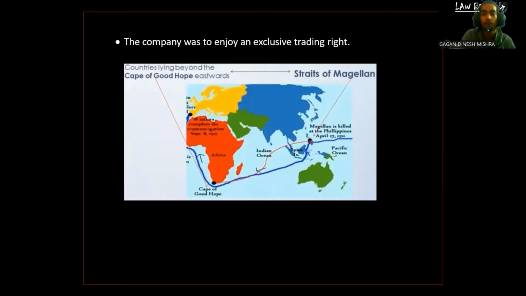The company was to enjoy an exclusive trading right. So the company was enjoying exclusive trading rights because it was the only company which was given this much privilege by Queen Elizabeth, the then Crown, right? The company was allowed to trade between the countries lying beyond the Cape of Good Hope eastwards through the Straits of Magellan via the sea route.